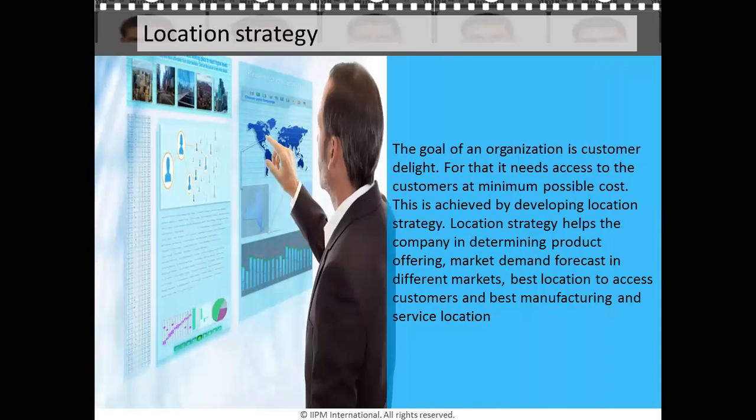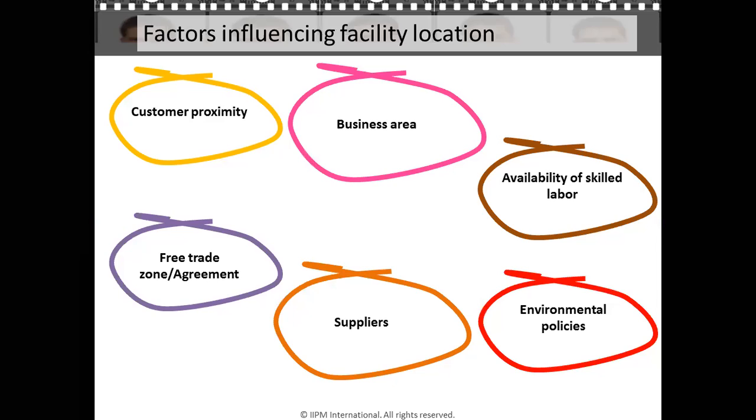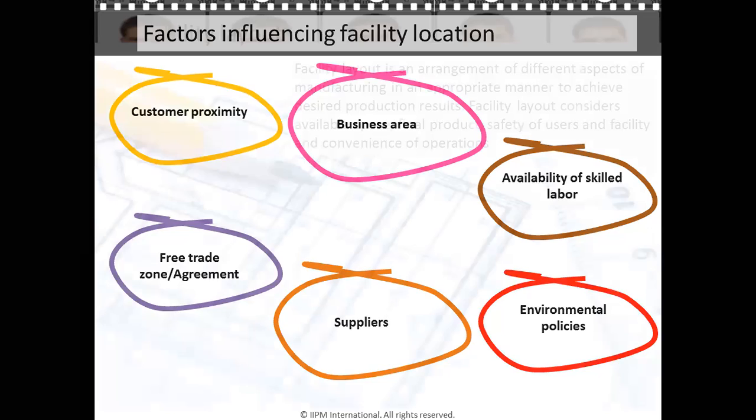Location strategy. The goal of an organization is customer delight. For that, it needs access to customers at minimum possible cost. This is achieved by developing a location strategy. Location strategy helps the company in determining product offering, market demand forecast in different markets, best location to access customers, and best manufacturing and service locations. Factors influencing facility location: customer proximity, business area, free trade zones and agreements, suppliers, environmental policies, and availability of skilled labor.